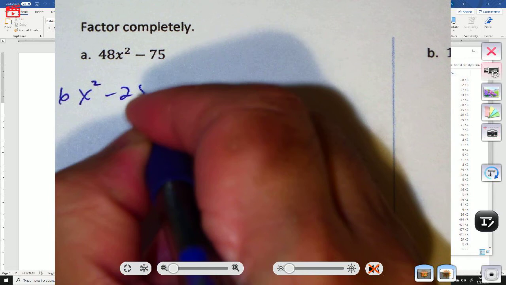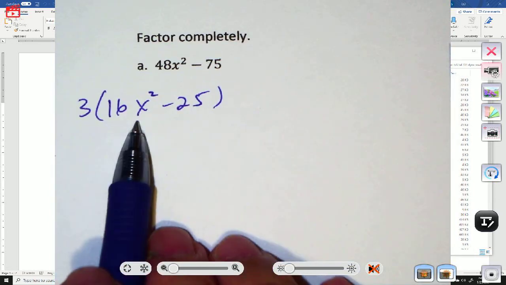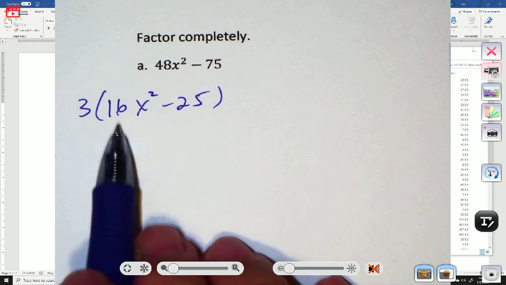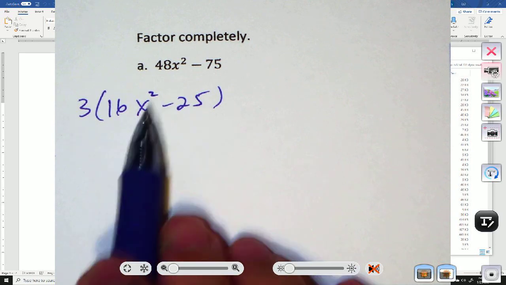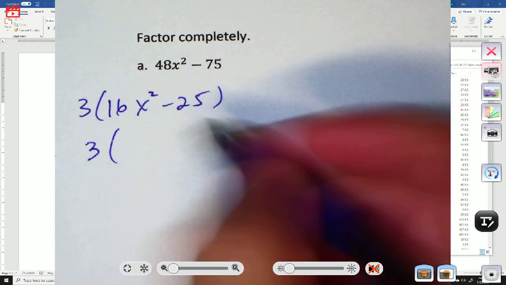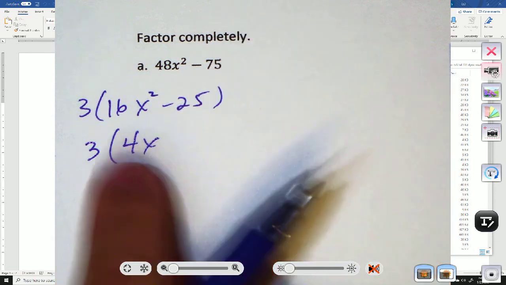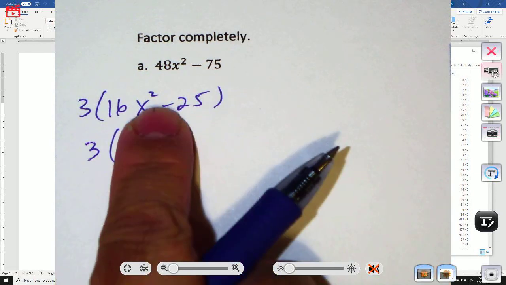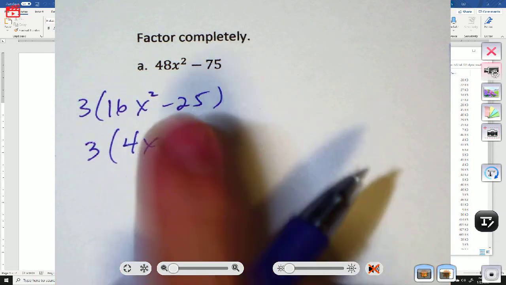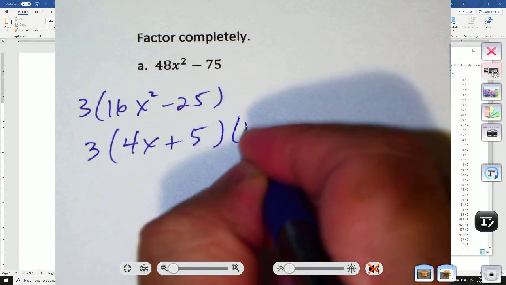Now I have a perfect square minus a perfect square. 16 is a perfect square. Even exponent makes that a perfect square. 25 is a perfect square. So that means I have a difference of two squares. So I take the square root of 16x squared, which is 4x, right? 4 times 4 is 16. x times x is x squared. That's why we can do that. The square root of 25 is 5. And you do plus 5, and then you do minus 5. And that's the answer to that one.